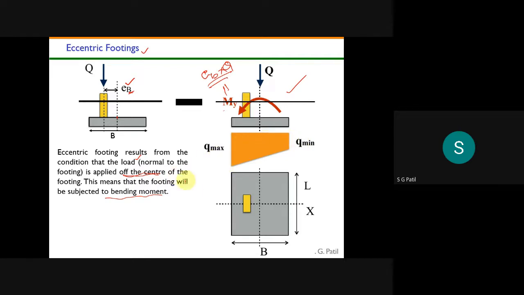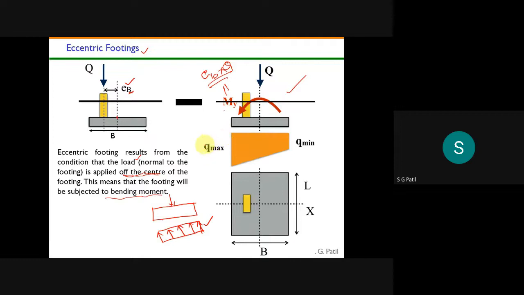Okay. So earlier, if you have a concentric loading, what will happen? Your stress distribution will be uniform. Stress distribution beneath the foundation is uniform. Once the moment comes into the picture, then your stress distribution is no longer uniform. Okay, so it's trapezoidal.